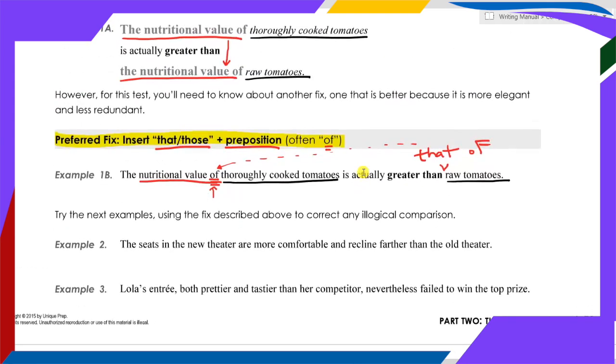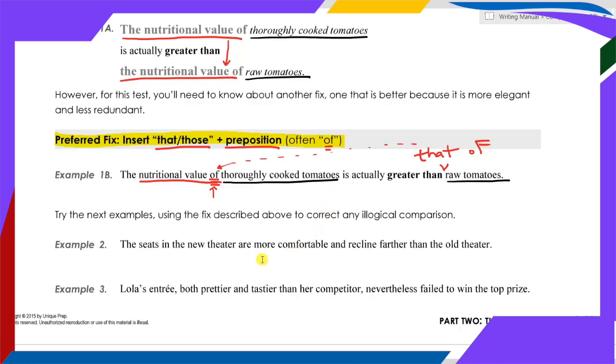Remember what you're doing. You are looking for the comparison tip-off clue. You might even want to circle the comparison tip-off clue. You are then looking to see what two things are being compared. You are then going to ask yourself if those things are fairly or logically compared. And if they are, great. If not, you need to make a correction. Go ahead and do examples 2 and 3 on your own right now.